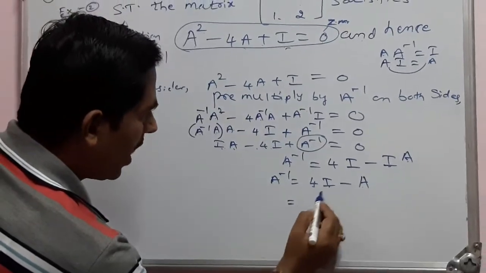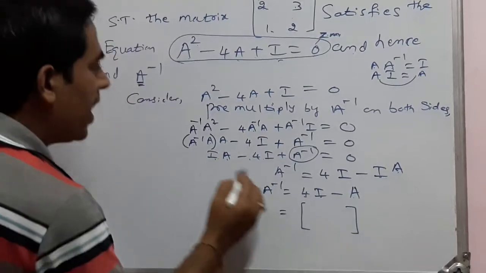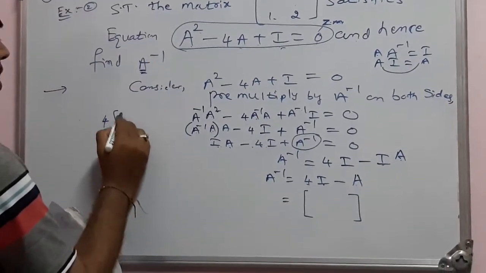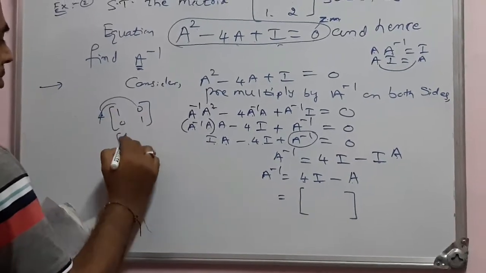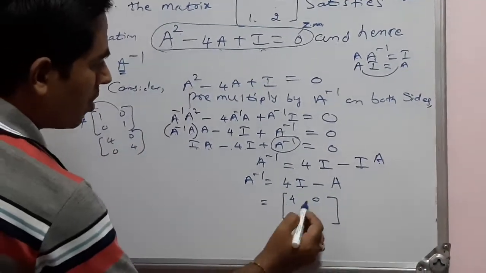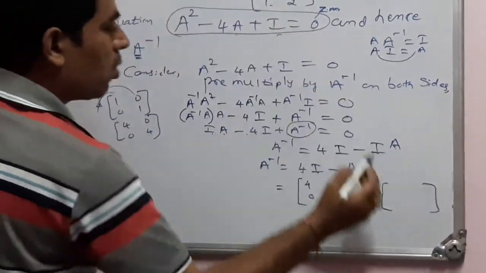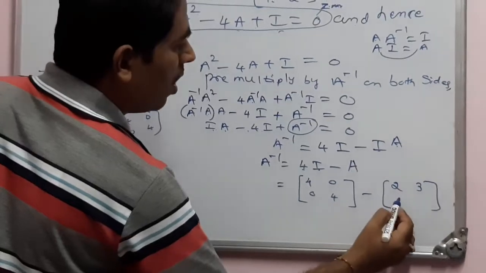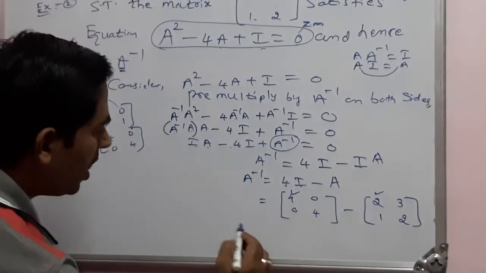So you replace A by the given matrix. So that is 4I. 4I means 4 into the identity matrix, so you multiply this: 4, 0, 0, 4. I will write 4, 0, 0, 4 minus the given matrix. This is the 2 cross 2 matrix: 2, 3, 1, 2. Then you subtract the corresponding elements.